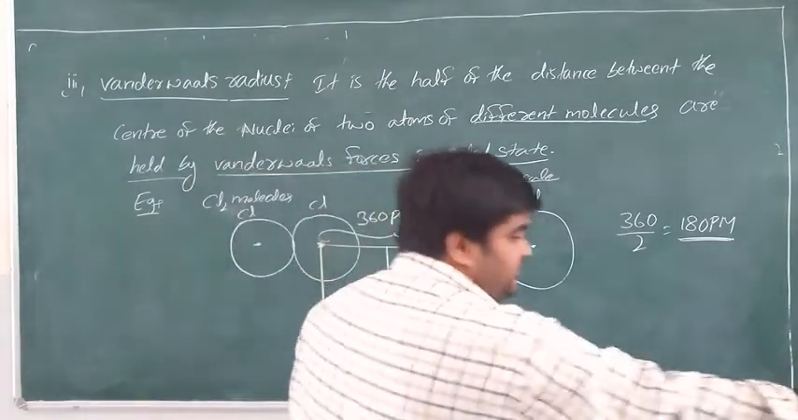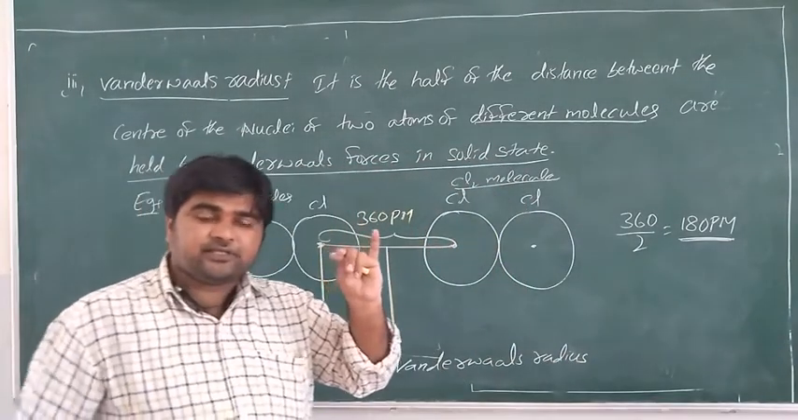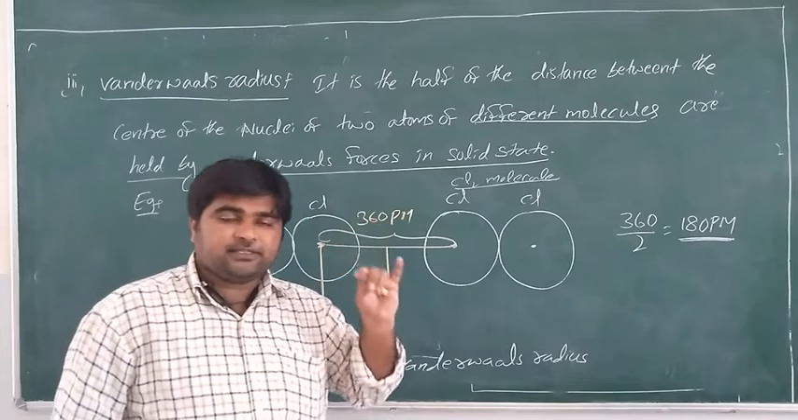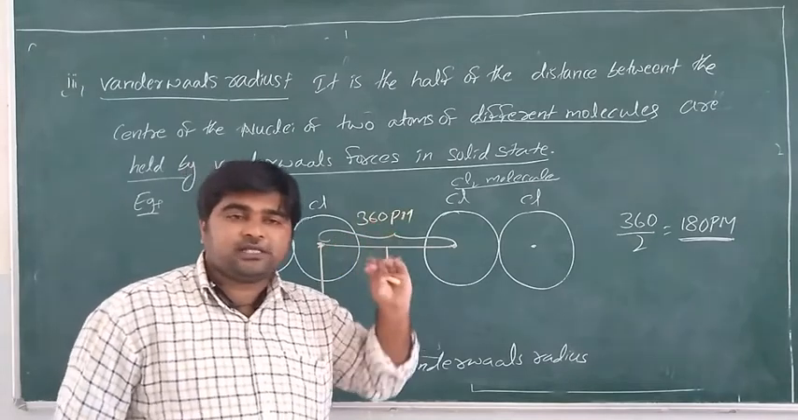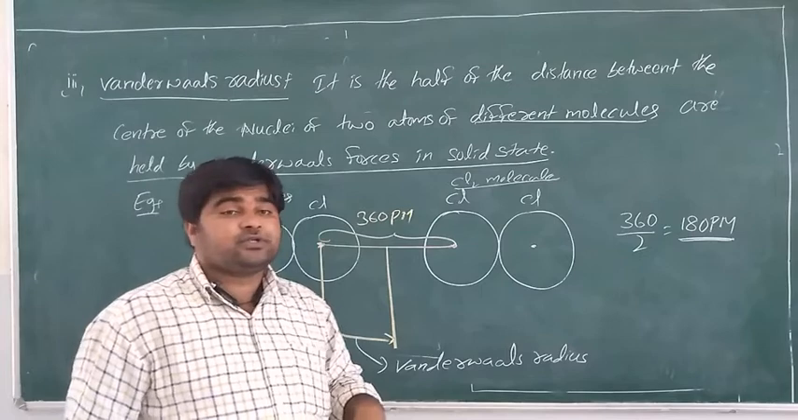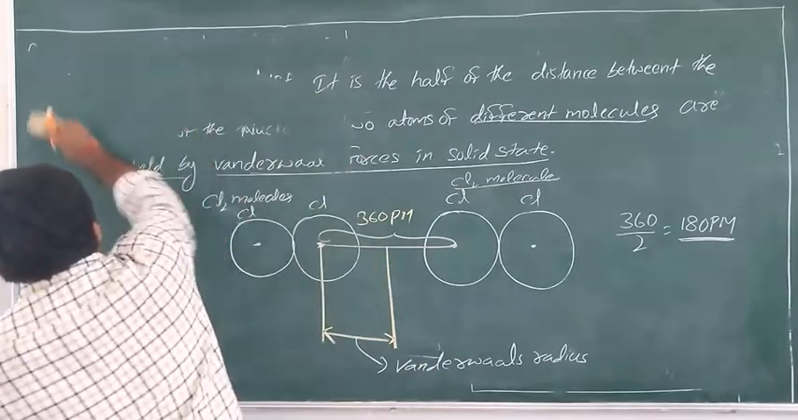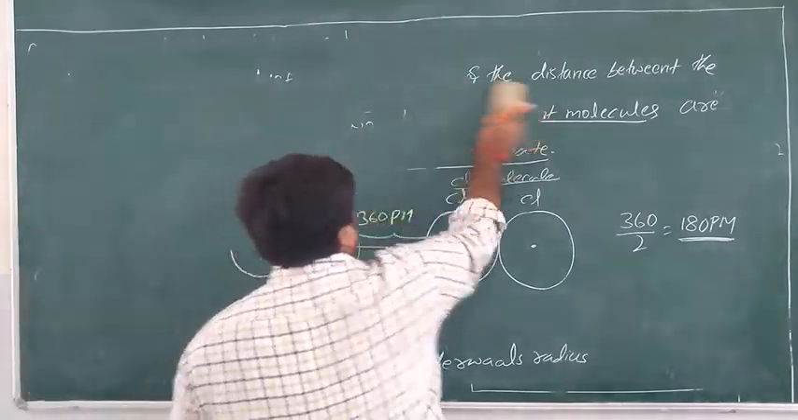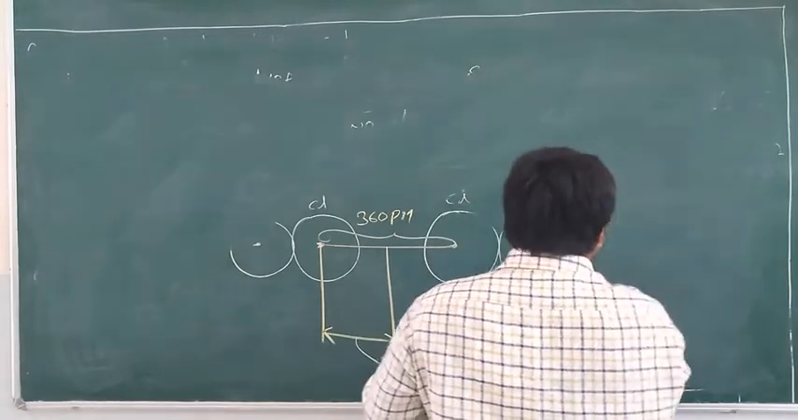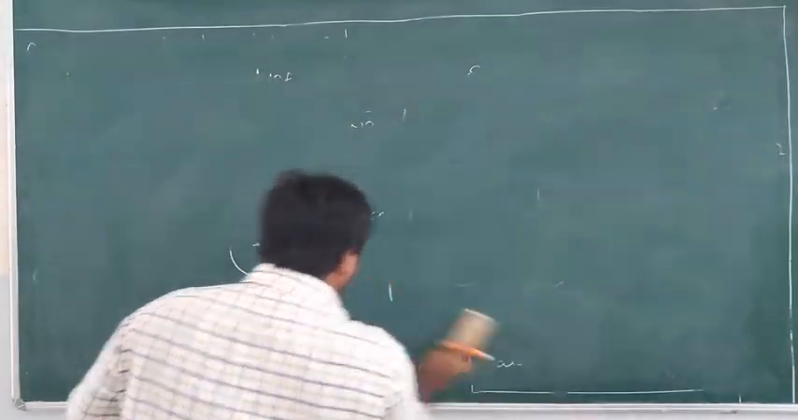Okay, is it clear what I am saying? So metallic radius is only for metals. Covalent radius is for non-metals. Van der Waals radius is applicable only to noble gases, not only noble gases.